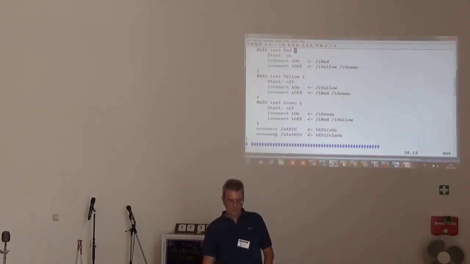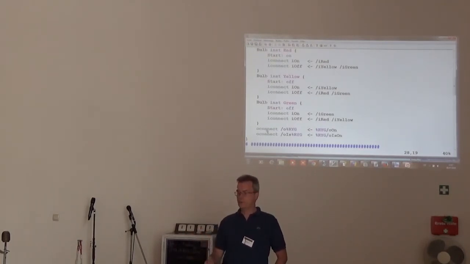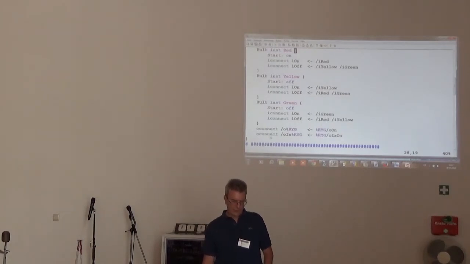And then I have here O connects. That's similar to the I connects, where I connect the inputs. There I connect the outputs, where I say my McFSM issues the output O red if the red bulb has issued an output O on. And likewise for yellow and green, and here I do it with is, if it is on.